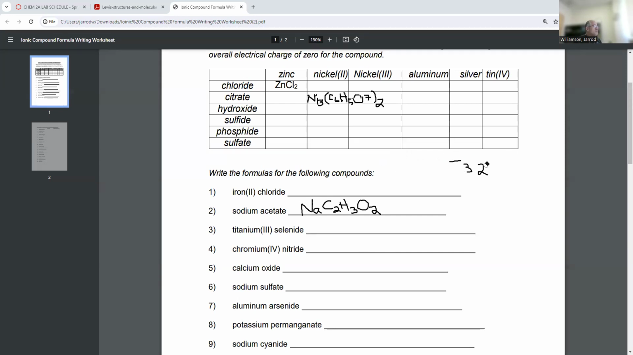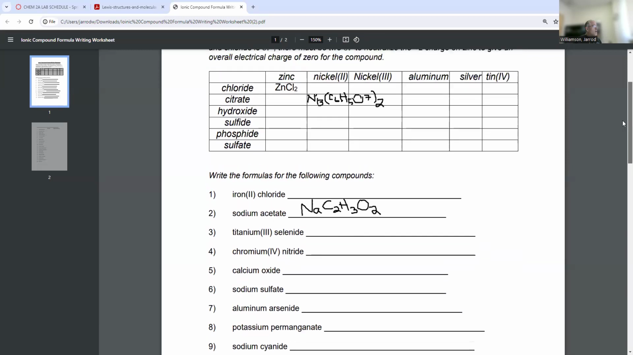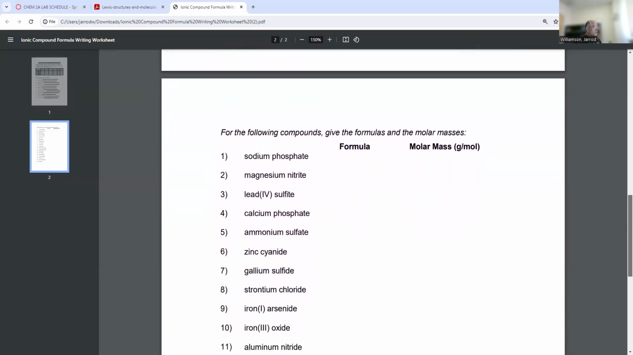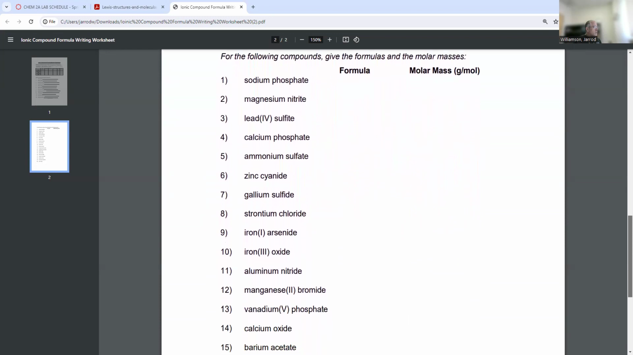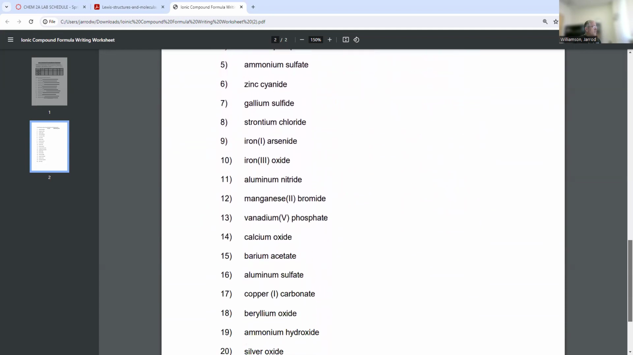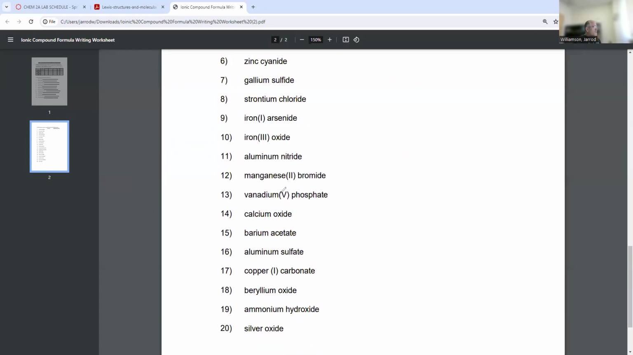Okay. Let's see if we can try one more. Let me erase these and I'll scroll down and we'll do one more. I did one in this table, I did one in there. Let's go down here. Vanadium 5 phosphate. Let's try that one. Vanadium Roman numeral 5 phosphate.